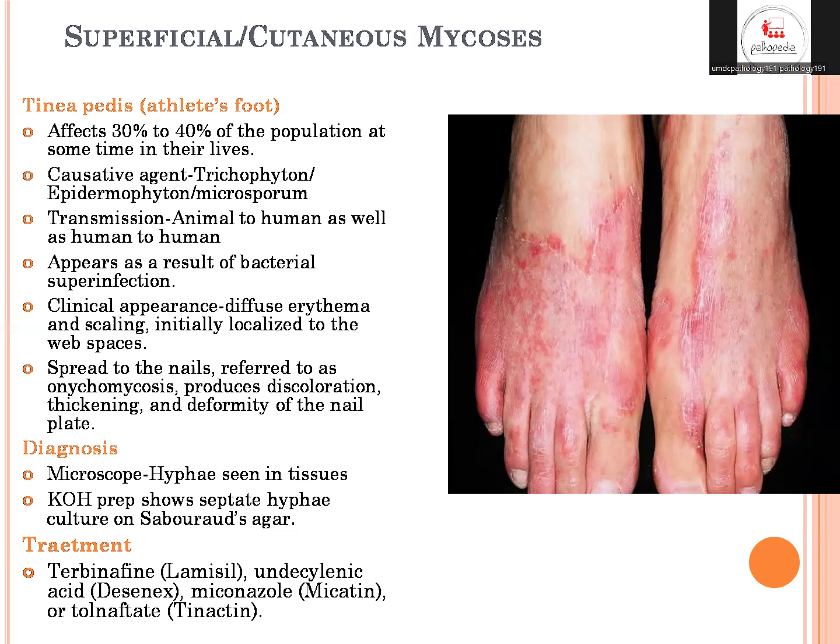By using microscopy, hyphae can be seen in tissues, and by using potassium hydroxide preparation, septate hyphae can be cultured on Sabouraud agar, and it is treated by using terbinafine, undecylenic acid, itraconazole, miconazole, and tolnaftate.